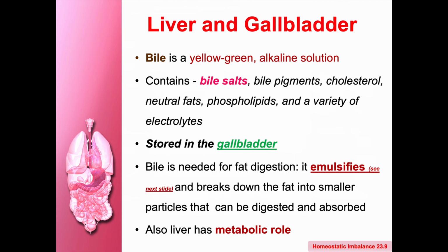Bile is a yellowish green alkaline solution. The stomach has acidic food, so this alkali mixed with the acid neutralizes the acid. It contains bile salts, bile pigments, cholesterol, phospholipid, and a variety of electrolytes. Bile salts will help in fat metabolism.